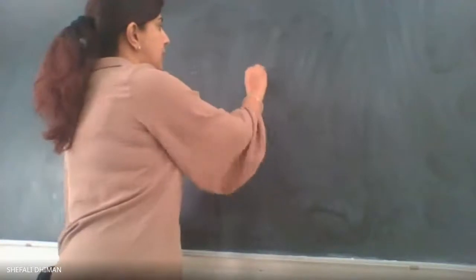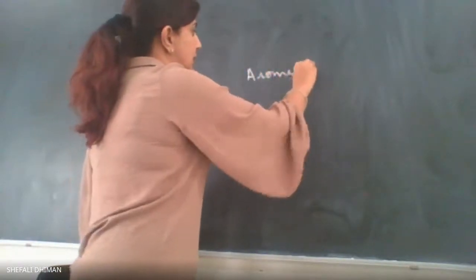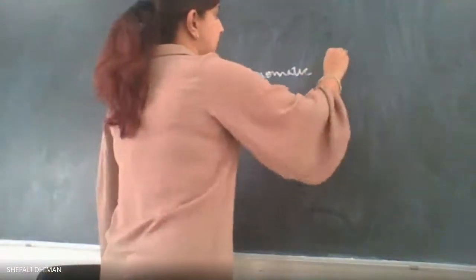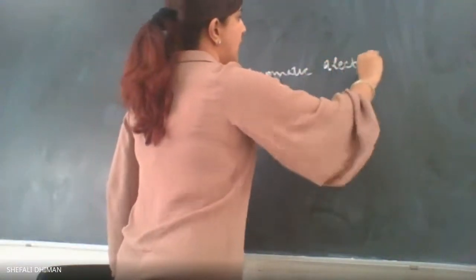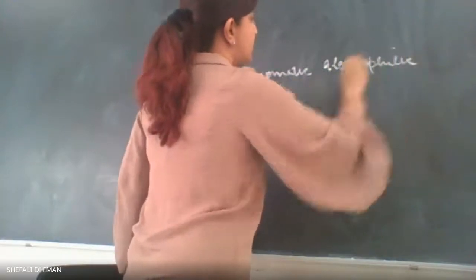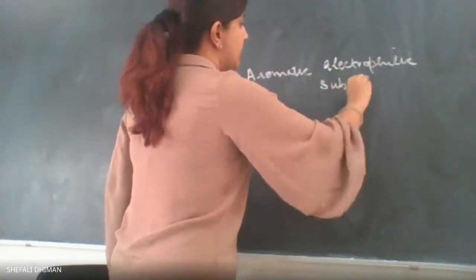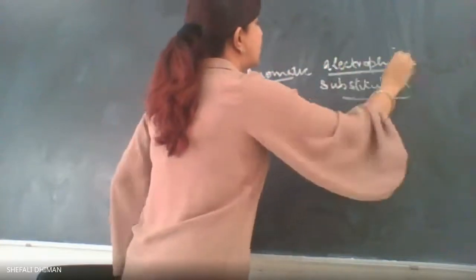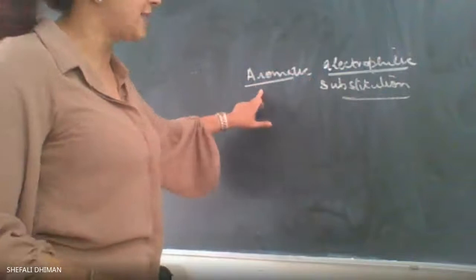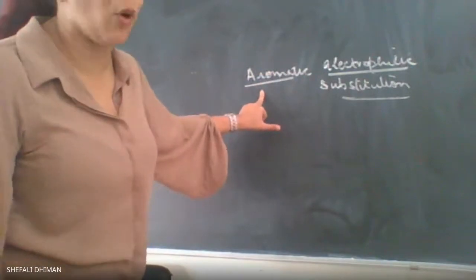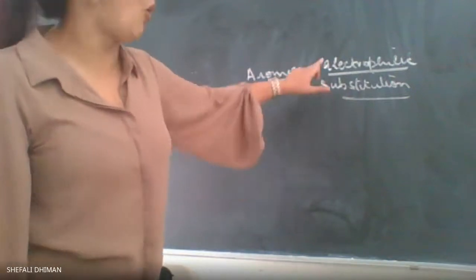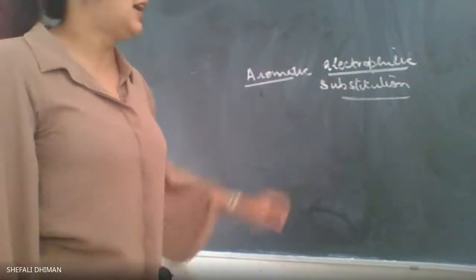So what we call it is aromatic electrophilic substitution. Aromatic electrophilic substitution reaction. Now, all the three words have significance. Aromatic means, obviously, an aromatic moiety is involved. What do you mean by electrophile? What is substitution? So, all these three words have significance.